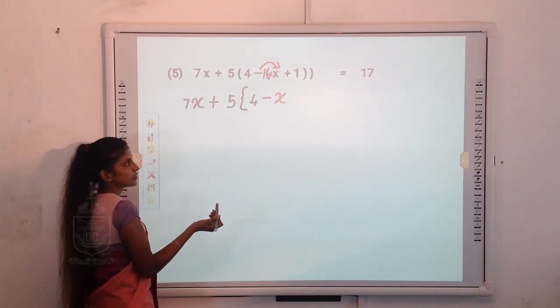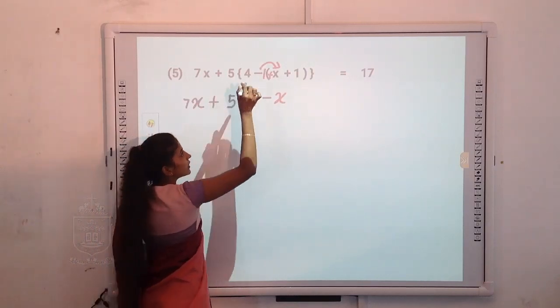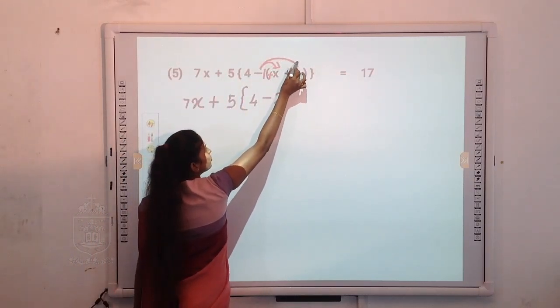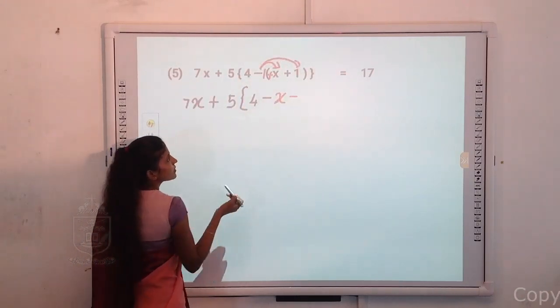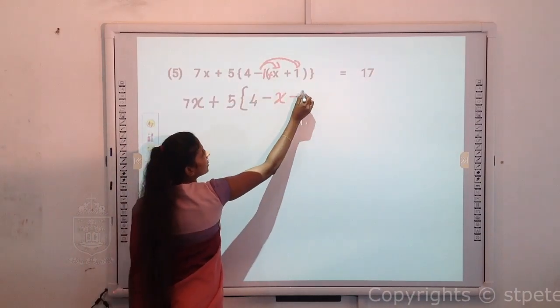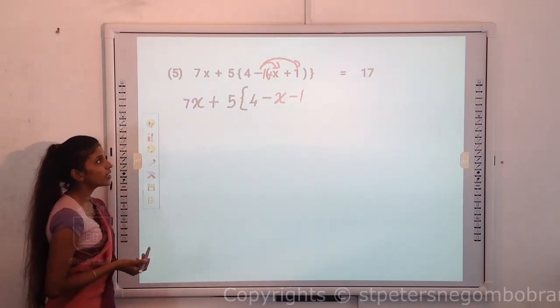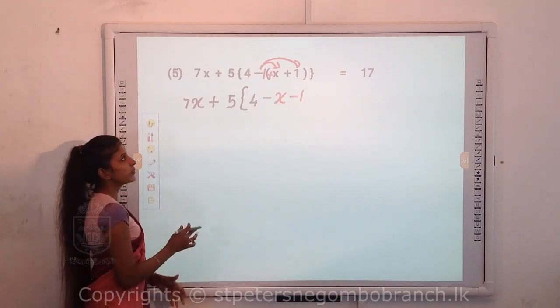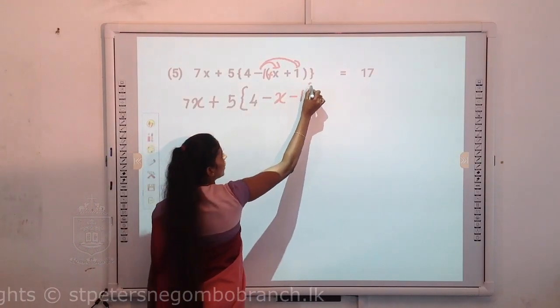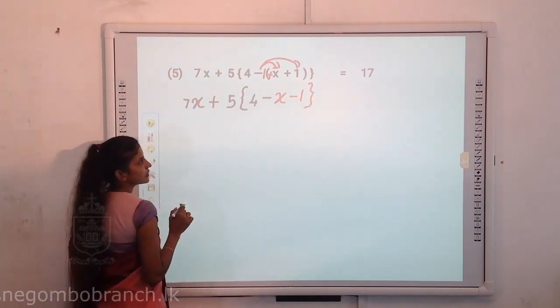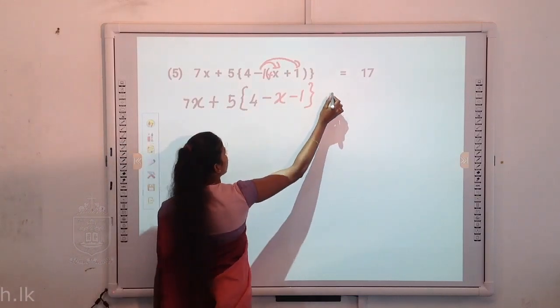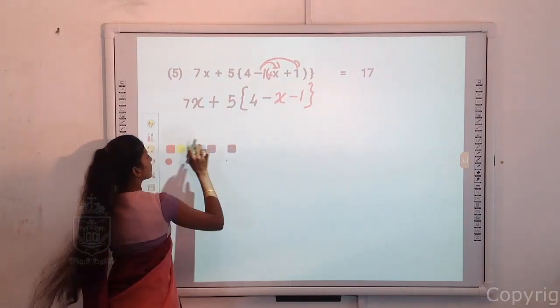We don't want to represent 1, just write x. And then minus into plus. Minus 1 times 1, 1. Now you all can see the innermost bracket is removed. Now you have only one type of bracket, that is curly bracket. And here we have 17.